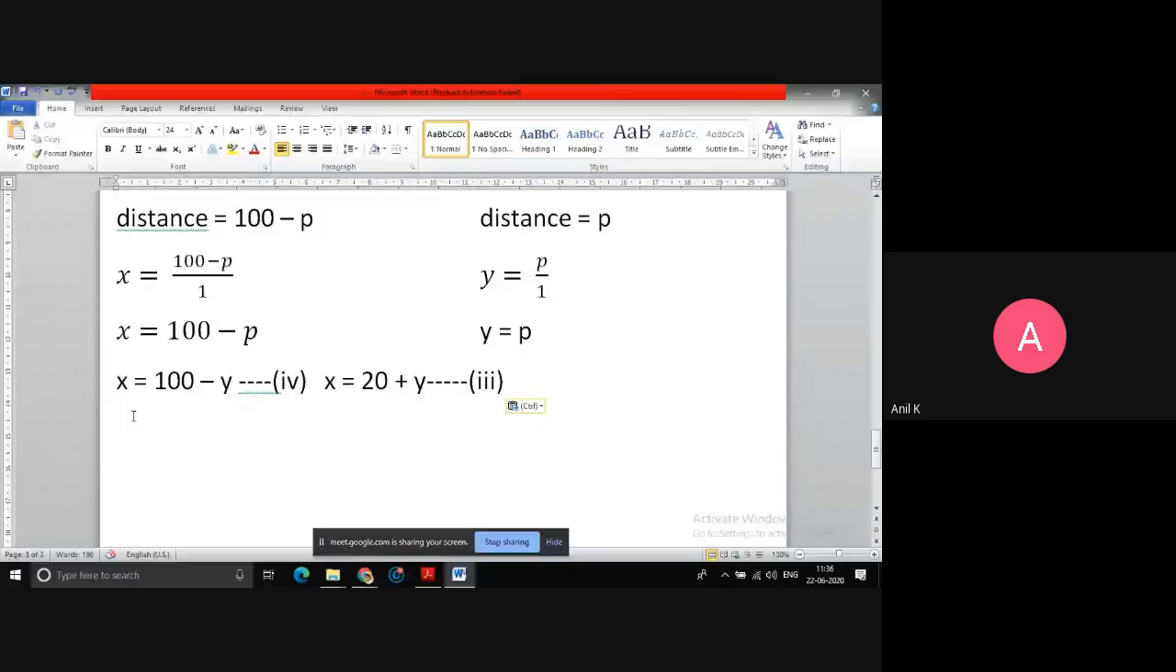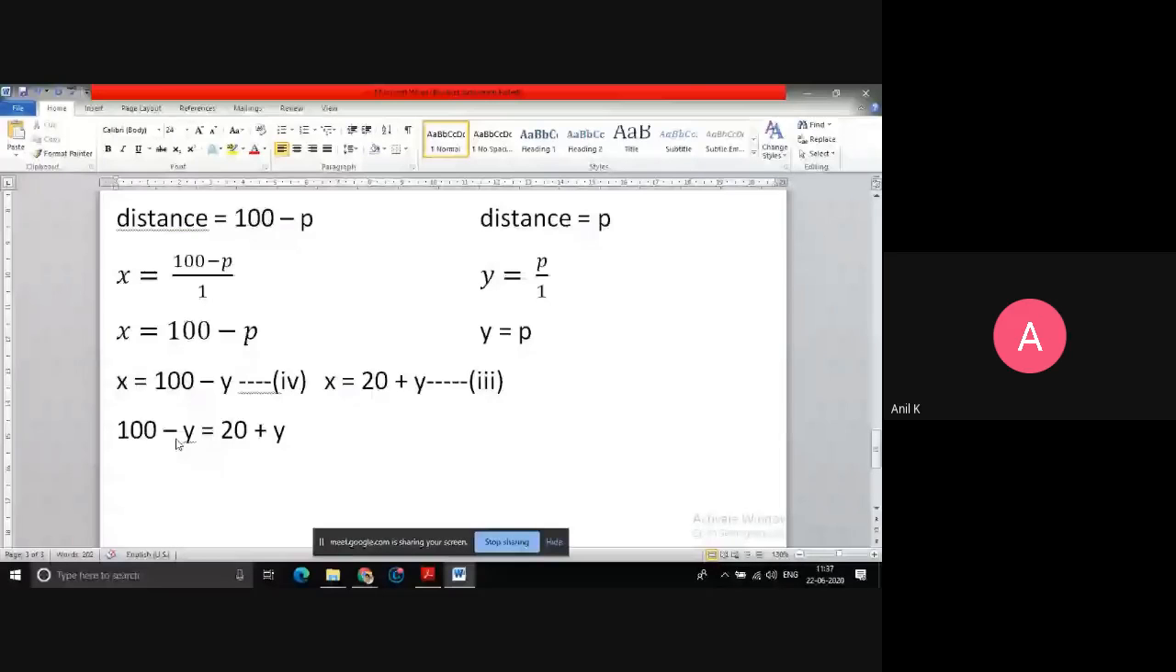Let me copy equation number 3 here. So equation 4 says x equals something, and equation 3 also says x equals something. So in both cases you can equate them, and you will get 100 minus y equals 20 plus y.